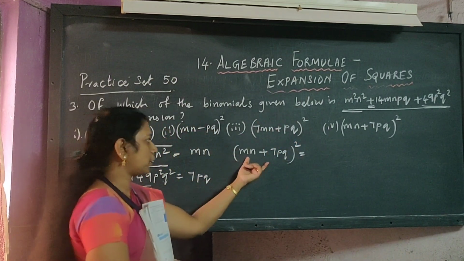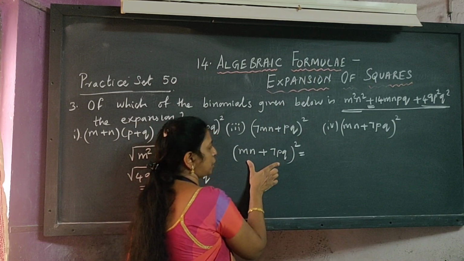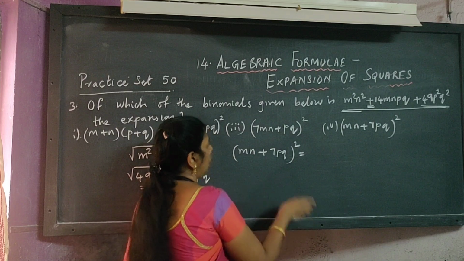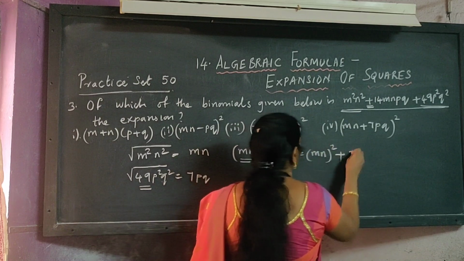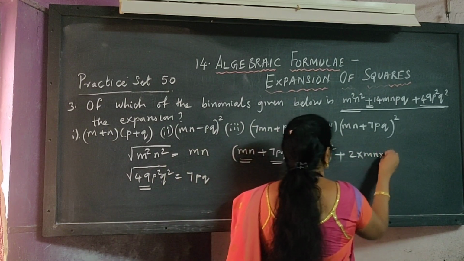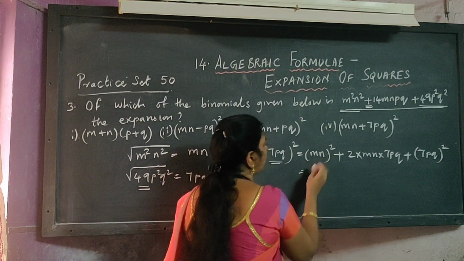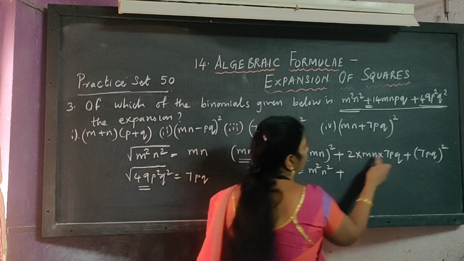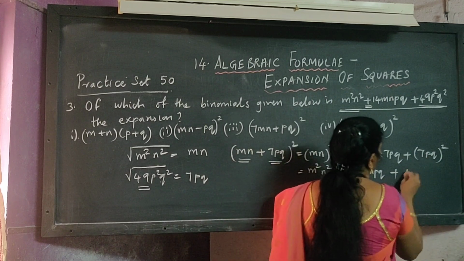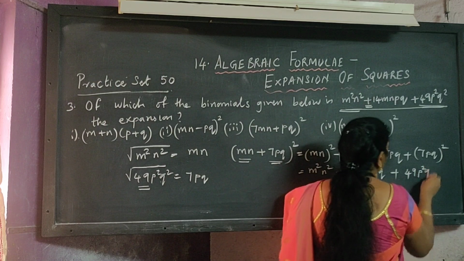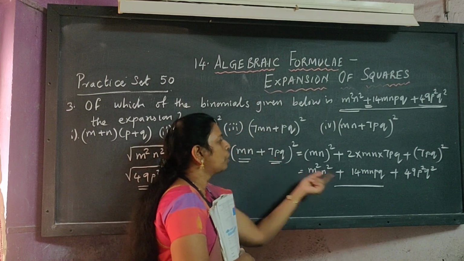If we take this expansion, then we will get the answer. Let us open and see. We will expand this expression and see whether we are getting the option correctly. So this will be your first term, this will be your last term. Square of the first term plus 2 into first term into last term plus last term the whole square. When we expand it, we get m square n square plus 2 into 7 is 14 mn pq plus 7 square will become 49 p square q square. See, we got this expansion. So when we expand mn plus 7pq, we get this expansion.